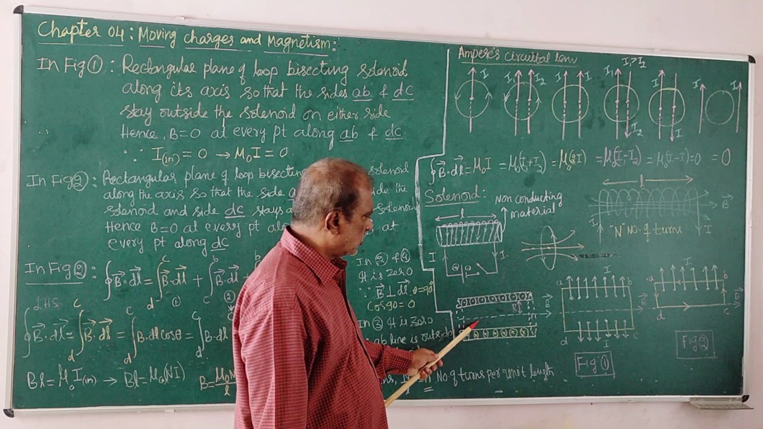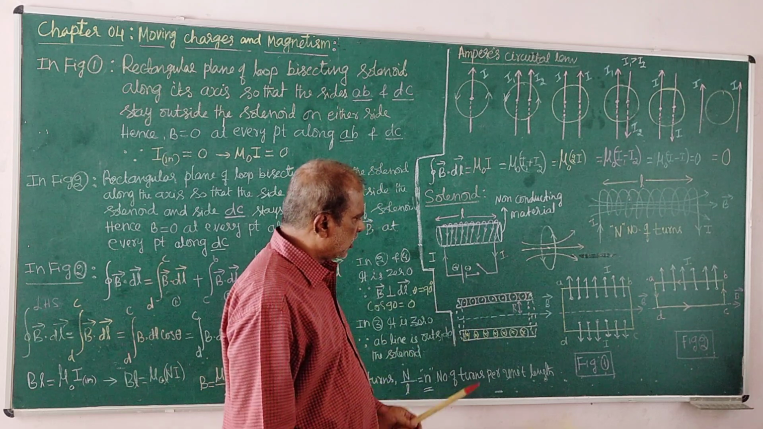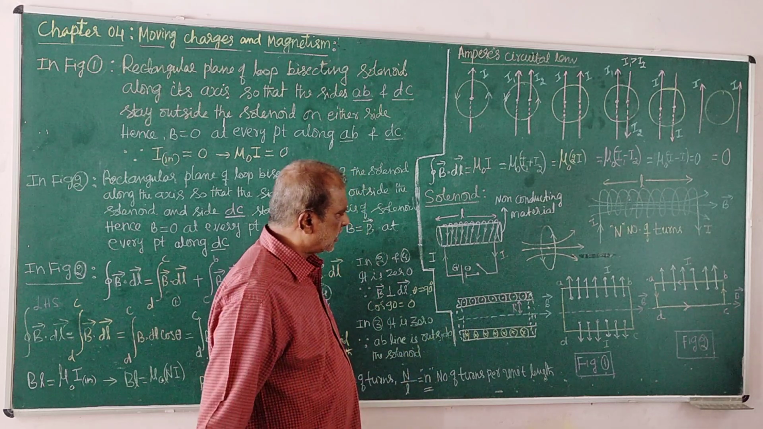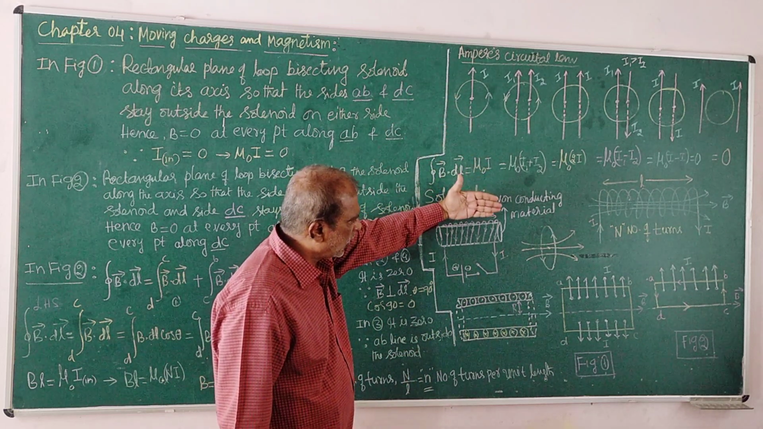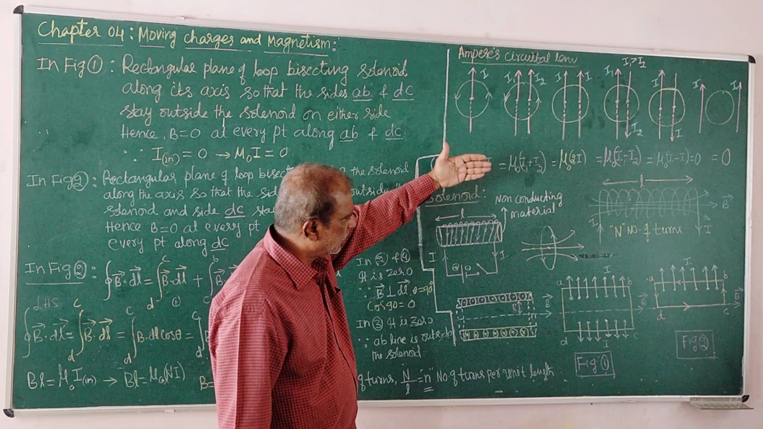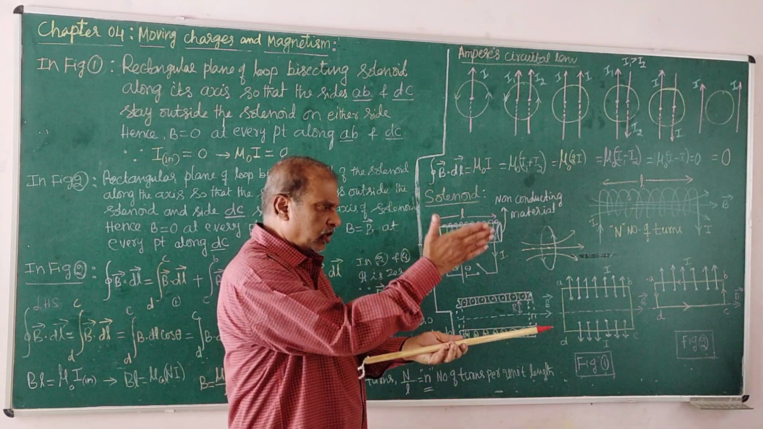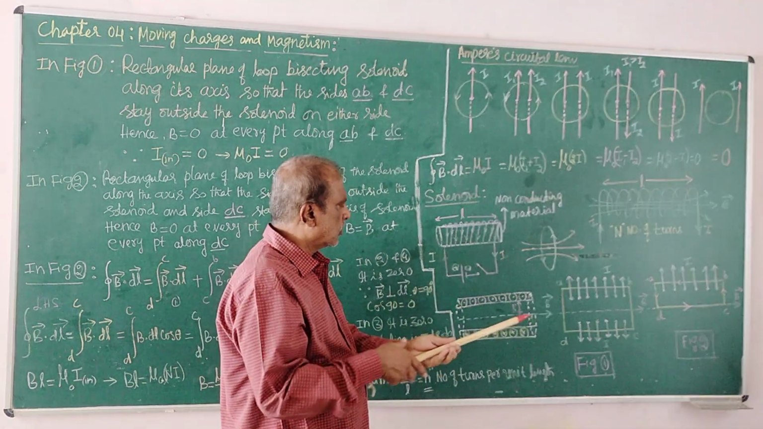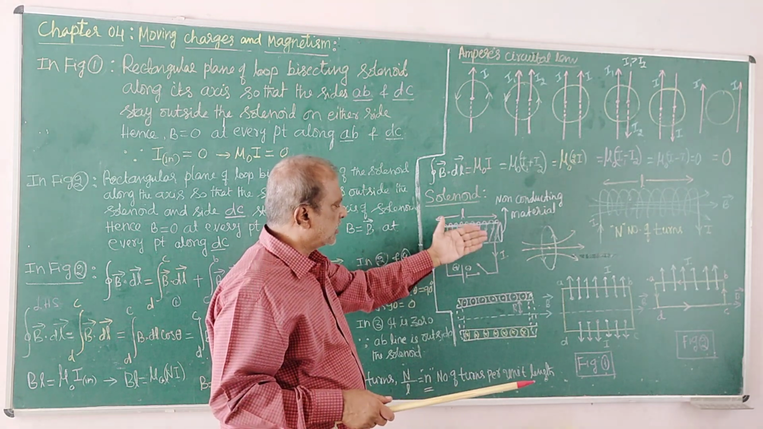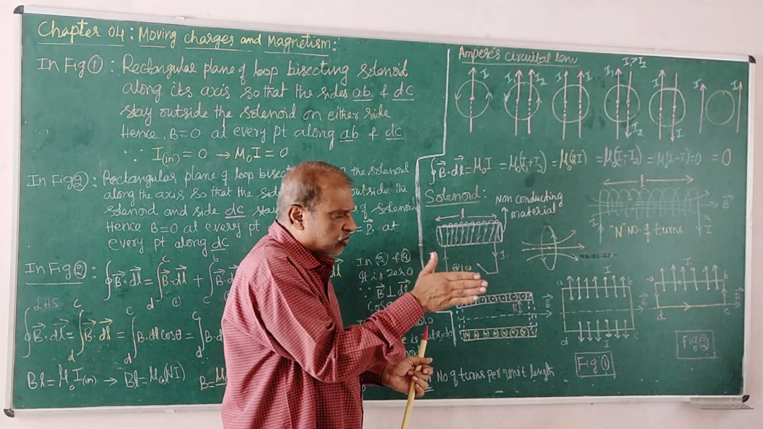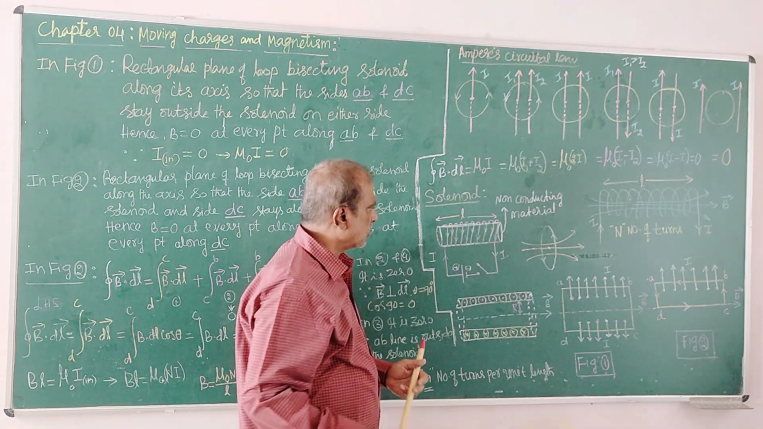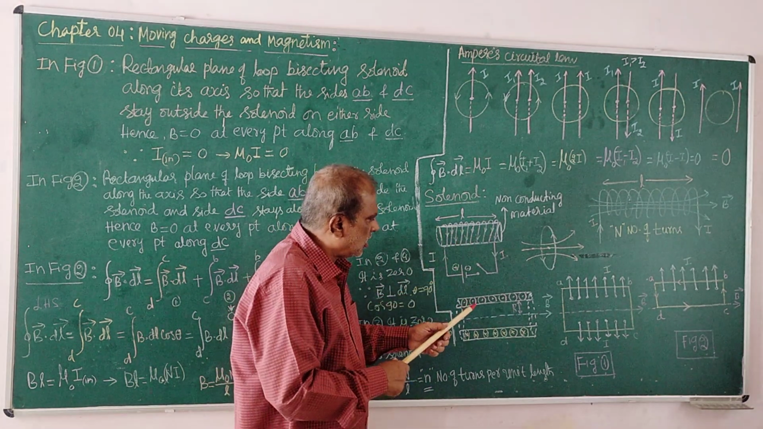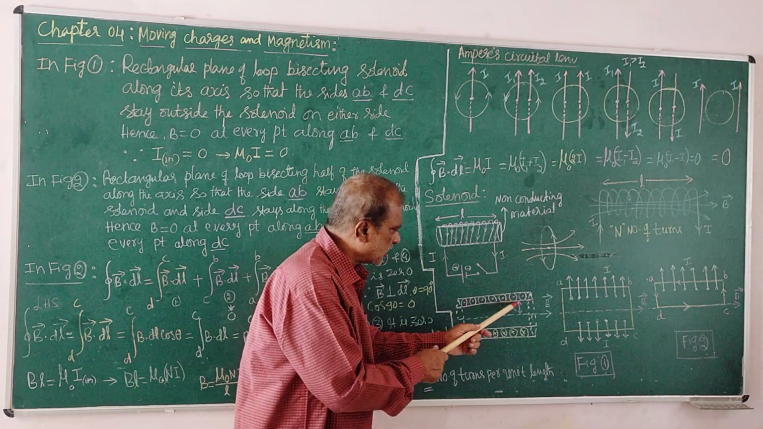And this is about the diagram. If we cut this solenoid into two equal halves like this, one is that side, the other is this side. If you remove this portion, the remaining portion on the board looks like this.